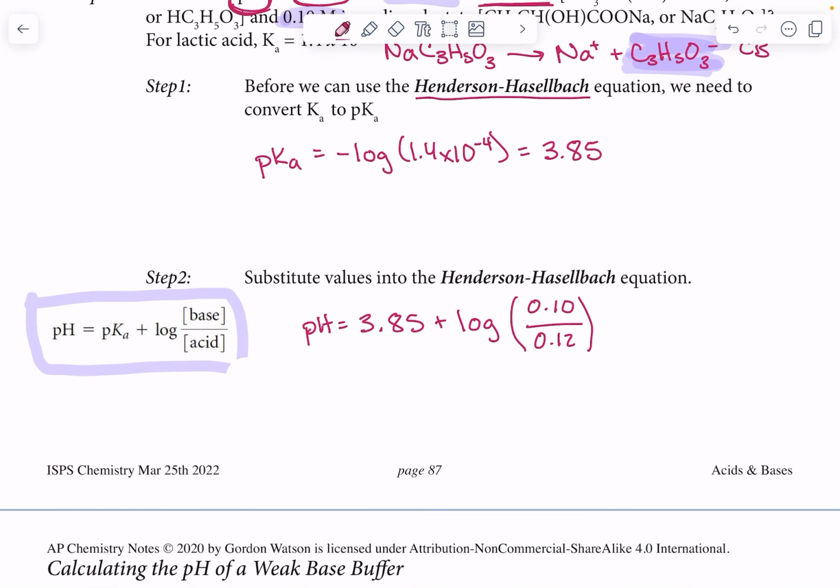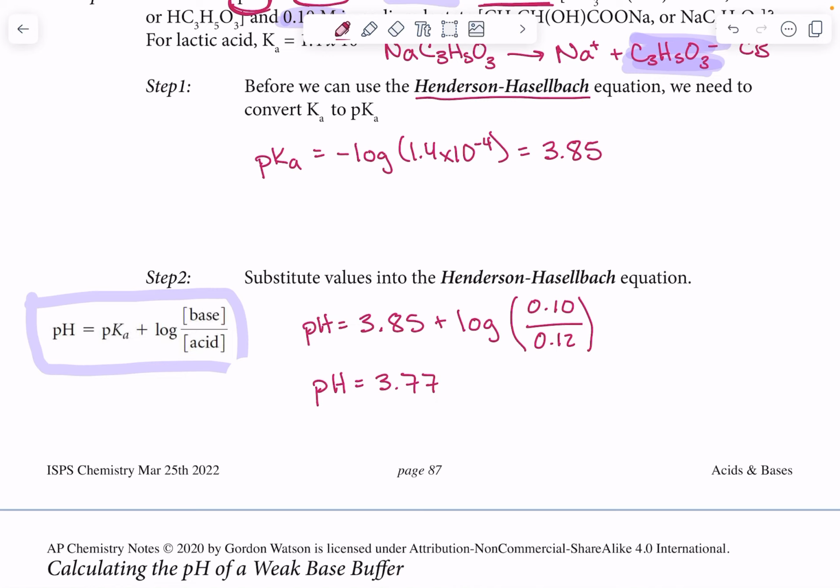Now we just math, okay? So we plug it into our calculator, 0.1 divided by 0.12. We take the logarithm of that, we add 3.85, and we get a pH of 3.77.